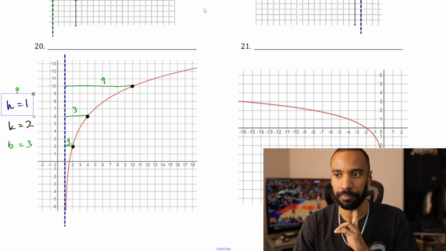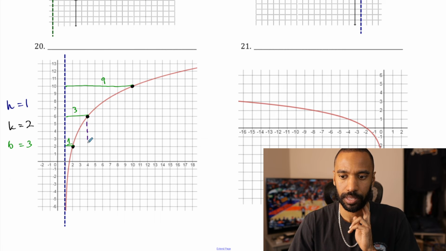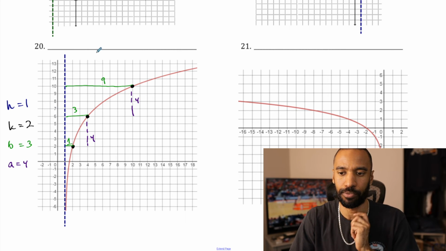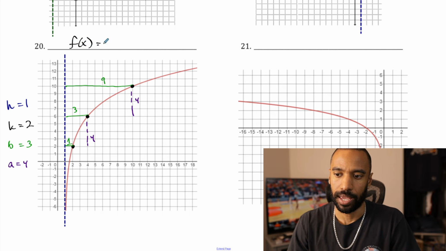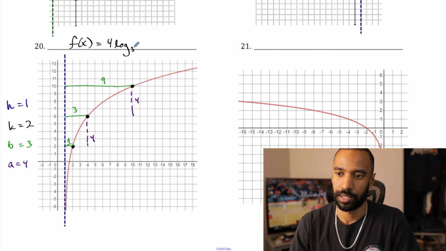Not every time we go up 1, looks like the a value kind of has its own place as well, right? Every time we go up 4. This is up another 1, 2, 3, 4. Up another 1, 2, 3, 4. There's a vertical stretch in a value of 4 right there that allows us to come up with the equation. Y equals 4 times log base 3 of x minus 1 plus 2.